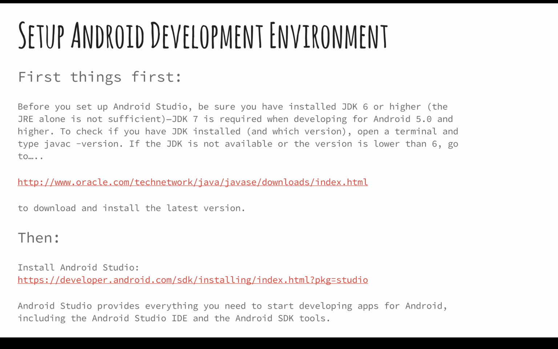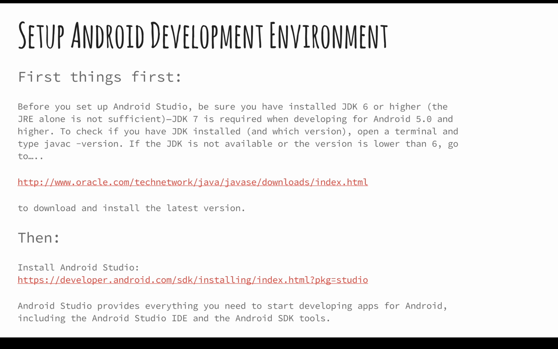The first thing you need to do, before you set up Android Studio, is install the Java Development Kit 6 or higher. The Java Development Kit 7 is required for developing Android apps 5 and higher, and you can also check to see if you have the Java Development Kit installed, and which version, by opening the terminal and typing javac -version. If the Java Development Kit is not available or its version is lower than 6, you need to go to this link to download the latest version, and then you want to install Android Studio.